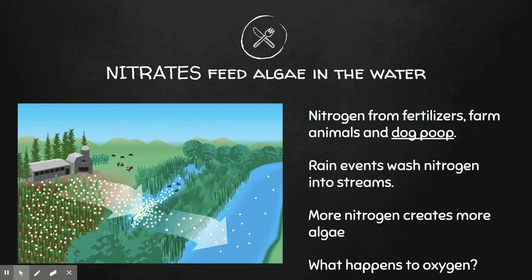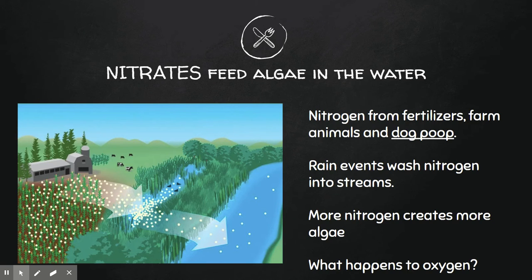When nitrates from fertilizer, farm animals, and dog poop get carried into the water via their watershed, these nitrates can cause algae to grow like crazy. This is called an algae bloom, and you may have seen one if you've ever been to a lake, pond, or beach and seen the water covered in green algae.